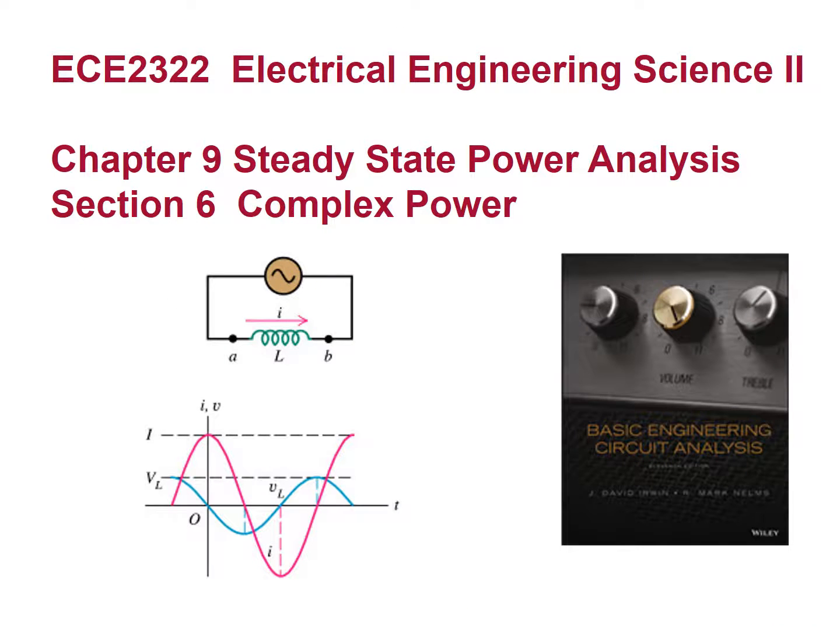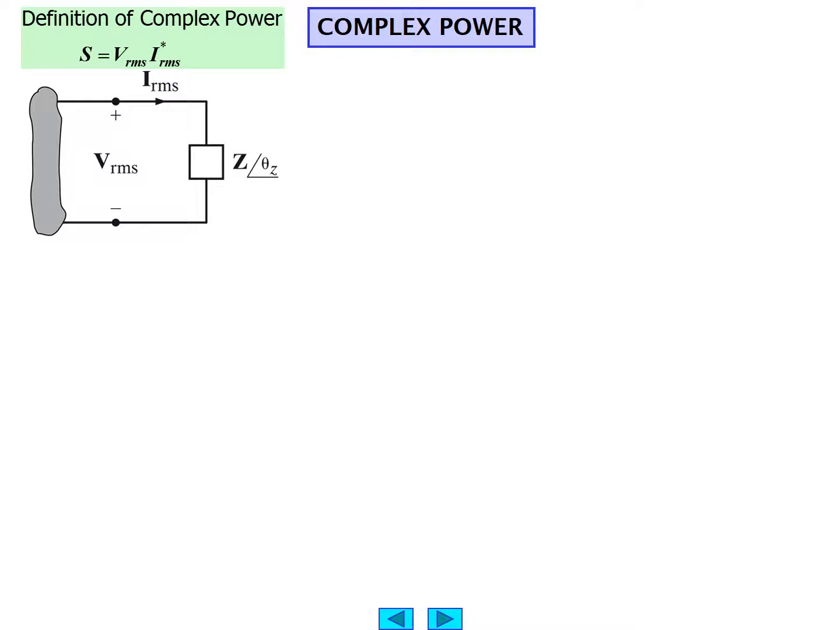Section 6, complex power. Let's define complex power. We'll give it a special symbol S as opposed to P, and we'll call that VRMS times IRMS conjugate as the definition of complex power. In the circuit that we have here, we have VRMS across a load Z, producing a current IRMS. And of course, Z being a complex impedance, it has a magnitude and phase angle, and the phase angle is theta Z.